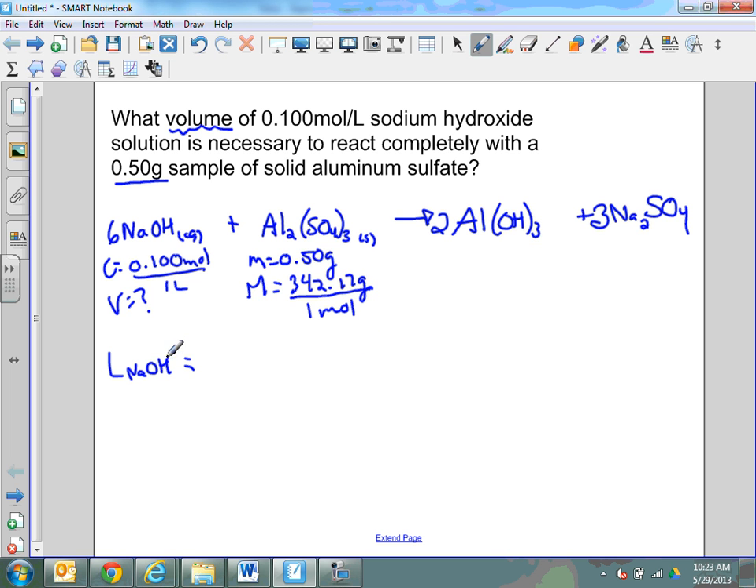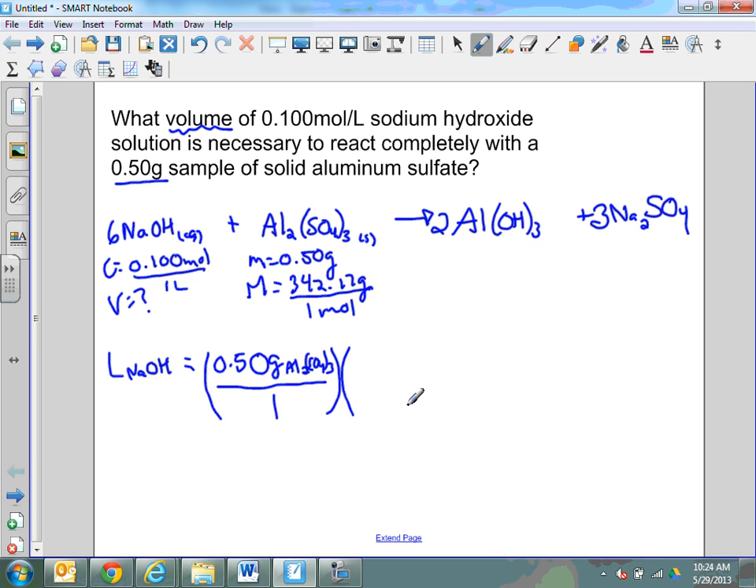So I want to end up with liters of sodium hydroxide. I start with my known, which is my mass of aluminum sulfate. I've got 0.50 grams of Al2(SO4)3. And I'm just going to write this over 1 so I can make it into a fraction. Now I want to cancel out grams and convert this to moles. So my first step is to get grams into moles. I use the molar mass to do that.